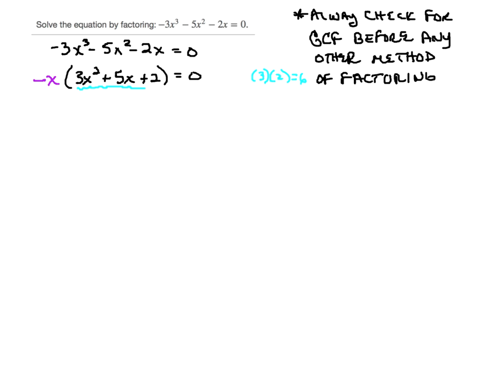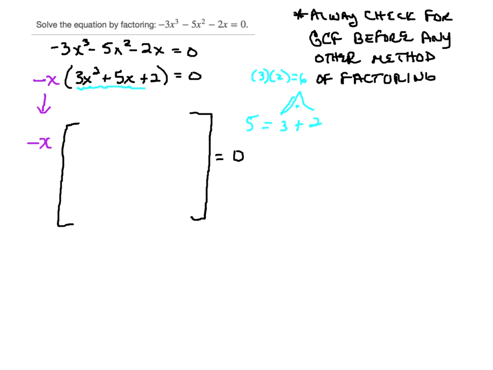So I've got 3 times 2, which is 6. The factors of 6 that add to make 5 are 3 and 2. So this negative x out front, it's just going to come down, and it remains a factor, but I'm going to give myself lots of room to finish off the factoring of that trinomial factor there. Okay, so I start out with 3x squared plus 5x plus 2. I don't write 5x, I write plus 3x plus 2x plus 2.